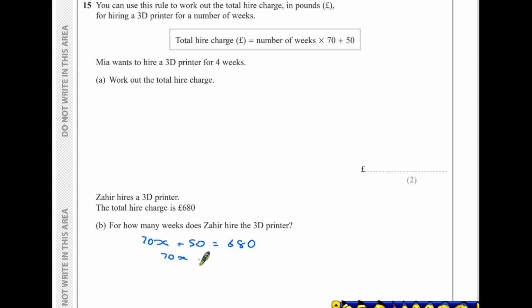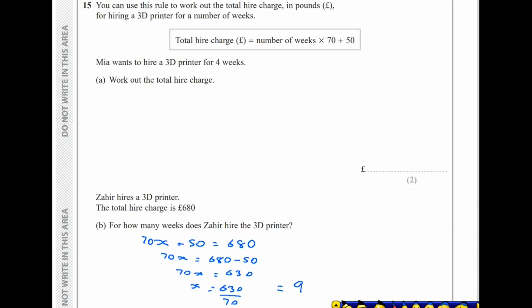So we're looking at the rule totaling 680. Therefore 70x equals 680 minus 50. I've moved the 50 to the other side of the equation. So 70x equals 630. That means x equals 630 divided by 70, which equals 9. Therefore, Zahir has hired the printer for 9 weeks.